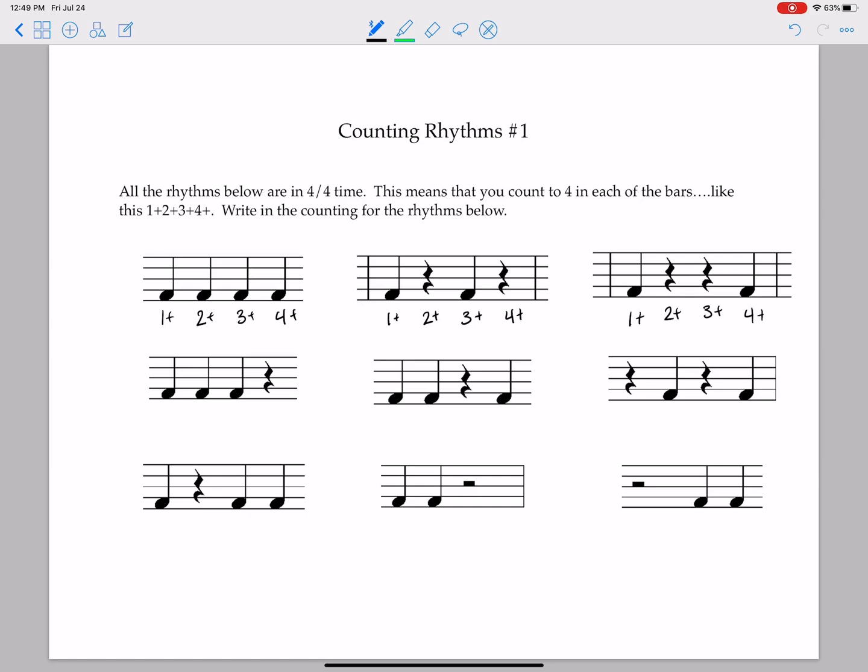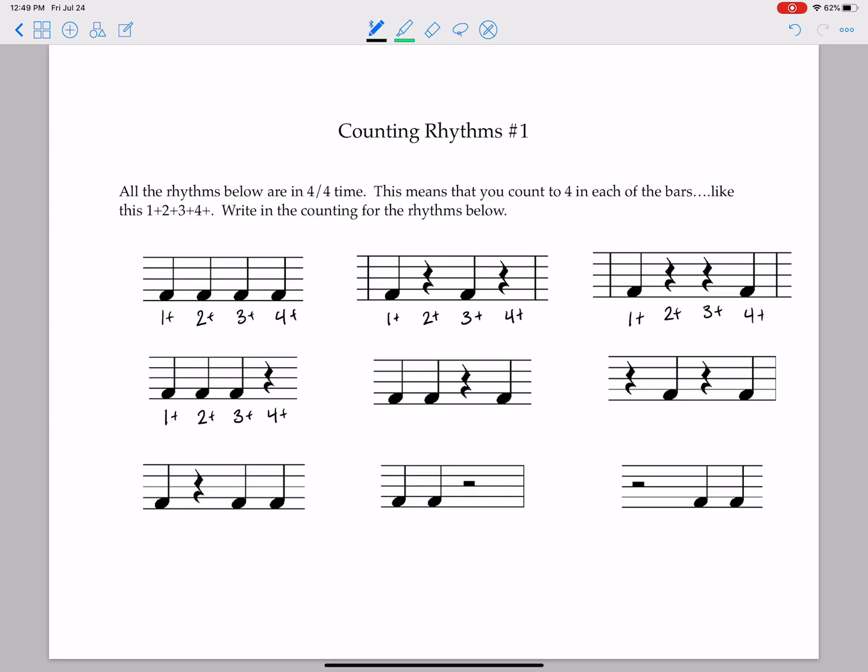On to our second line now. 3 quarter notes and 1 quarter rest. First quarter note gets 1 and, second one, 2 and, third one, 3 and, now we have a quarter rest, and that gets our 4 and.